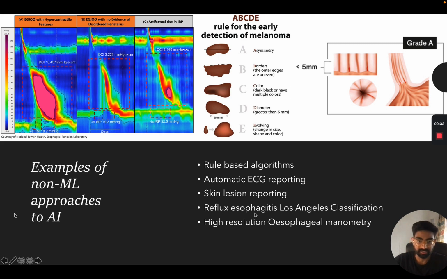So in gastroenterology, there are classifications of esophagitis that are based on how far the lesion is at the lower esophageal sphincter. There's also high resolution manometry, which looks at particular parameters to classify and diagnose as well as then treat. Similarly, there's a skin lesion reporting system.